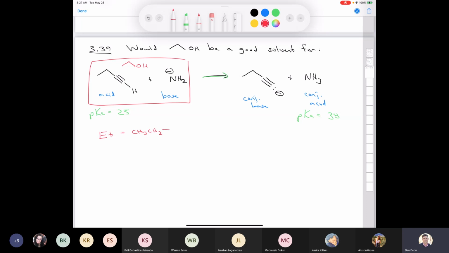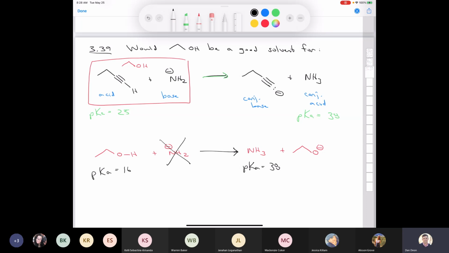Why? Because what's going to happen is your ethanol, draw the structure here, plus your NH2 minus. Let's say this acted as an acid. What would you end up with? You'd end up with ammonia plus the conjugate base of ethanol. Well, if we evaluate their pKa's, the pKa of ethanol is 16, and the pKa of ammonia is 38. Whoa, Nelly. The equilibrium is going to lie completely to this side.